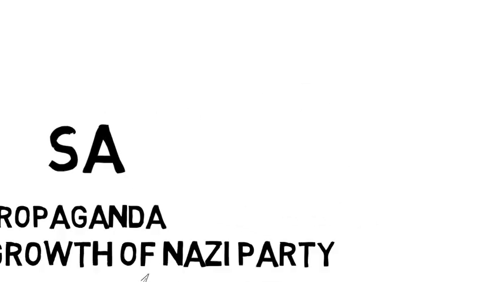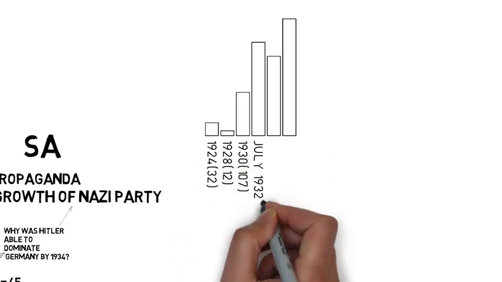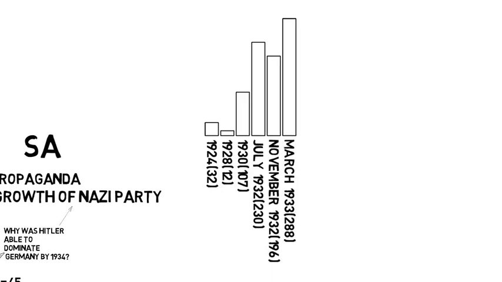Failing that, he has more literal means. He has the SA, the Stormtroopers, which go around beating up communists and intimidating people, and they very quickly become a very powerful force. And so Hitler uses these two methods to grow the Nazi Party, but as we see, if we look at their Reichstag results, in 1928 they only get 12 seats in the Reichstag, and this is before the Depression happens.